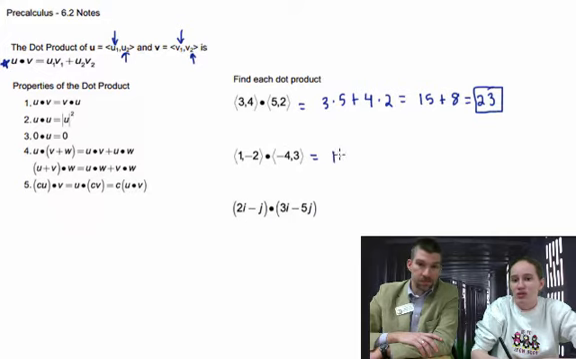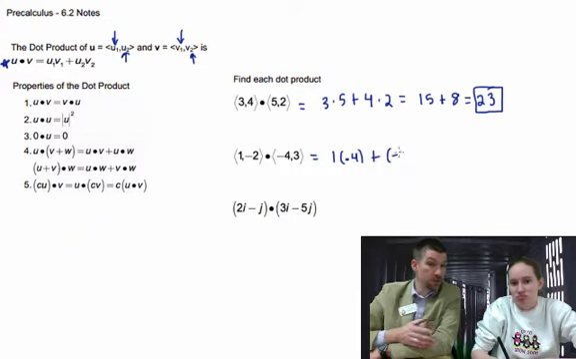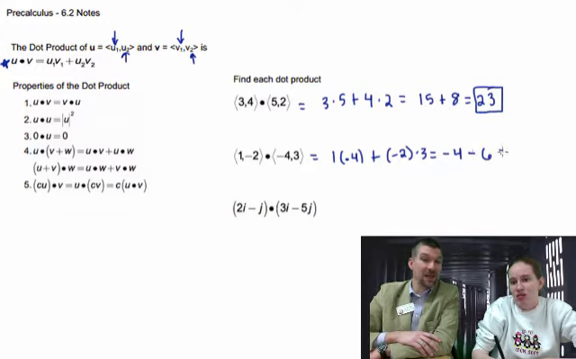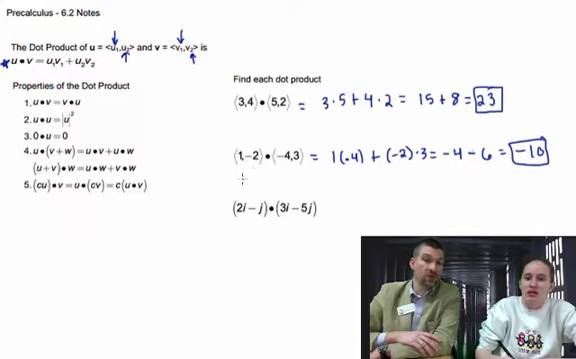Okay, so this would be 1 times negative 4, because you do first times first plus second times second. Negative 2 times 3. Work that out. That would be negative 4 minus 6. Big negative diez, which is 10. I thought you didn't know Spanish. I know just a little bit.